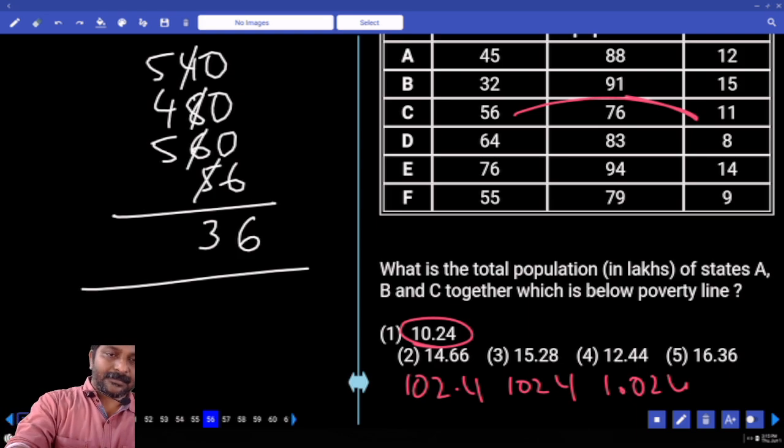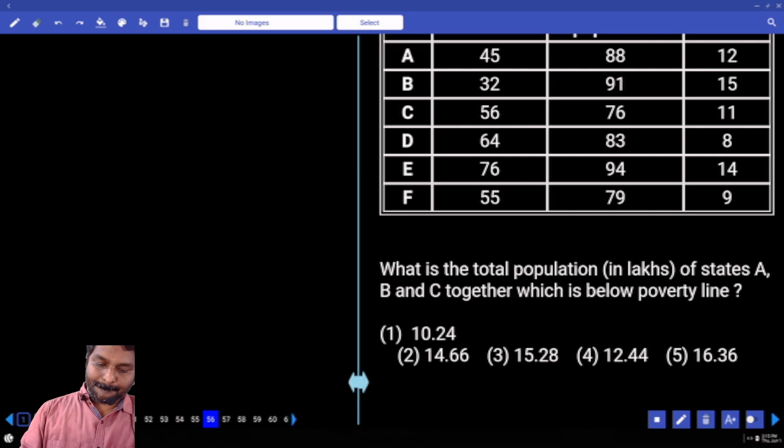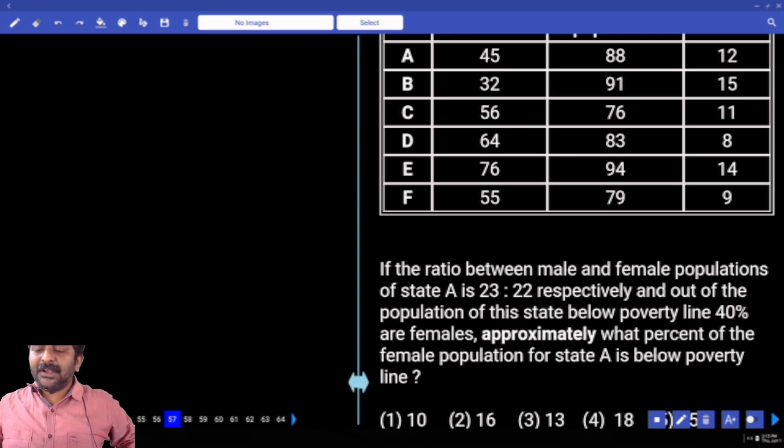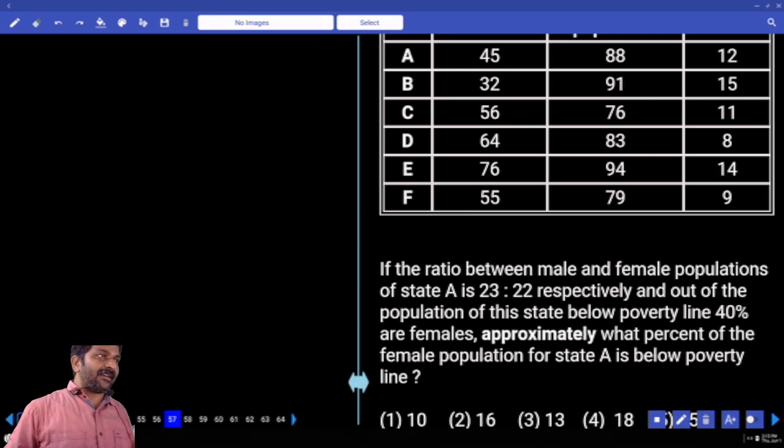Okay, now. The ratio between male and female population of state A is 23:22. What is the total population in state A?